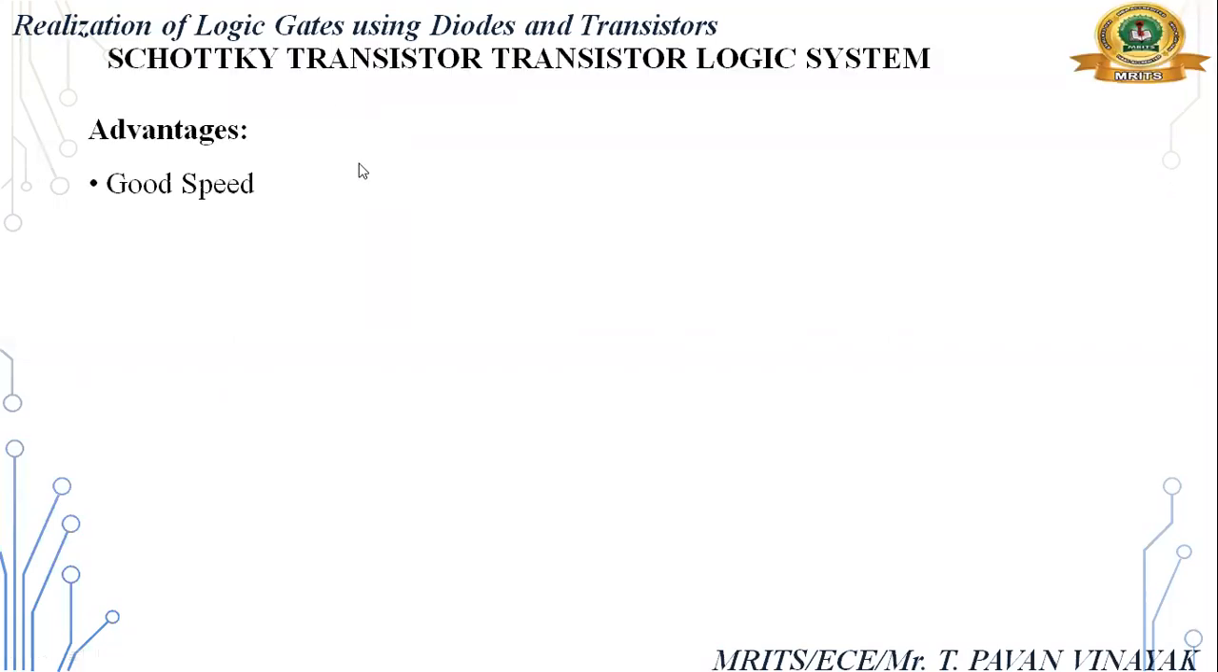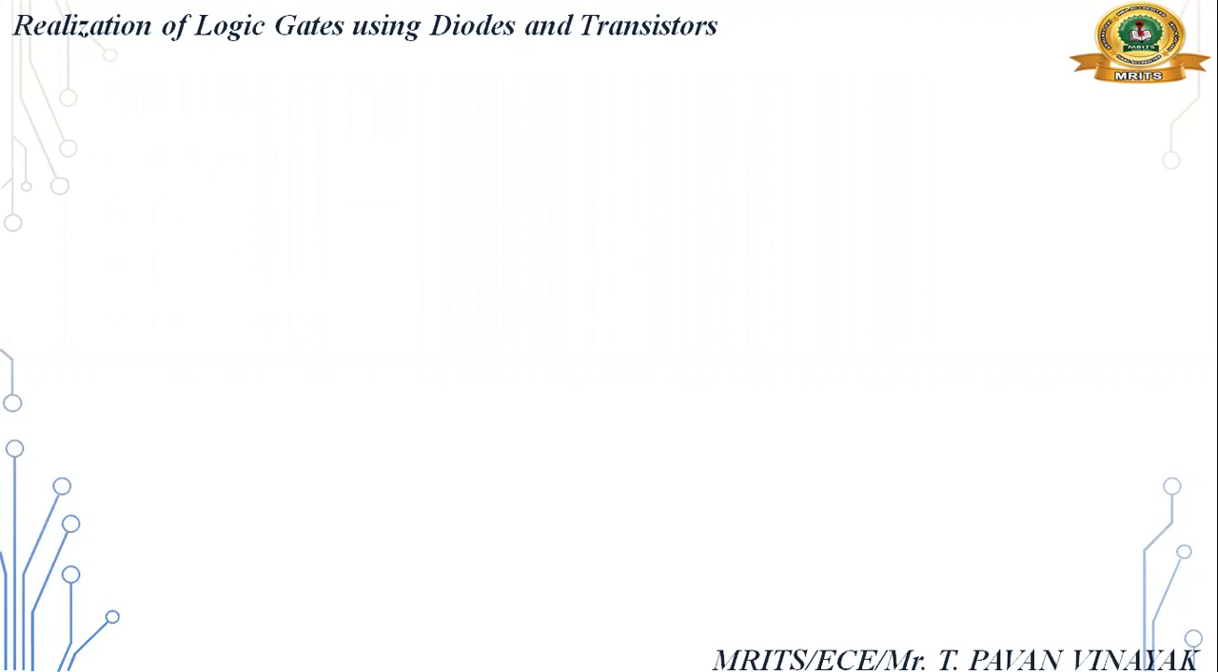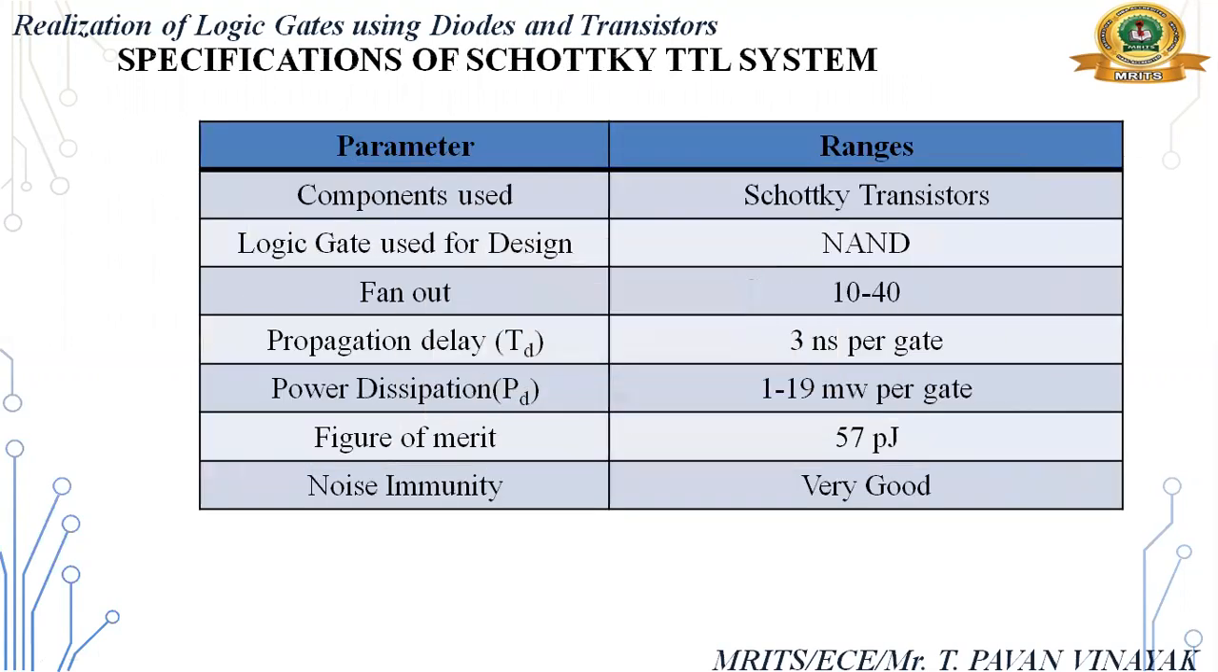The advantages of Schottky are good speed, less cost, and less power dissipation. The disadvantage is moderate packing density. Specification: components used are Schottky transistors. Basic gate used is NAND. Fan out is 10 to 40, the highest fan out for Schottky TTL. Propagation delay is 3 nanoseconds. Power dissipation is 1 to 19 milliwatts. Figure of merit is 57 picojoules. Noise immunity is very good.